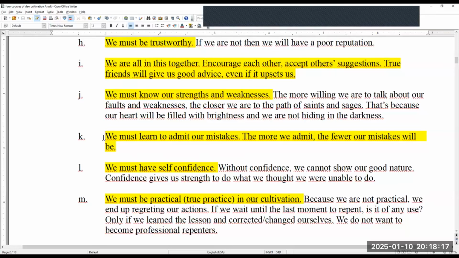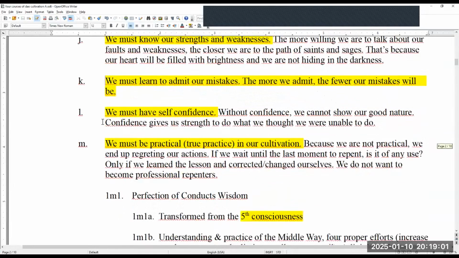Okay, all right. Then of course we have to learn to admit our mistakes. The more we admit, the fewer mistakes we will have, only because when you are able to know the mistakes that you admit, it lets you introspect about yourself, to find out really, am I in the wrong or right, etc. And so when you begin to reflect upon yourself, that's the introspection that we have. Then it becomes easier for us to eventually make it a habit to correct our own mistakes.